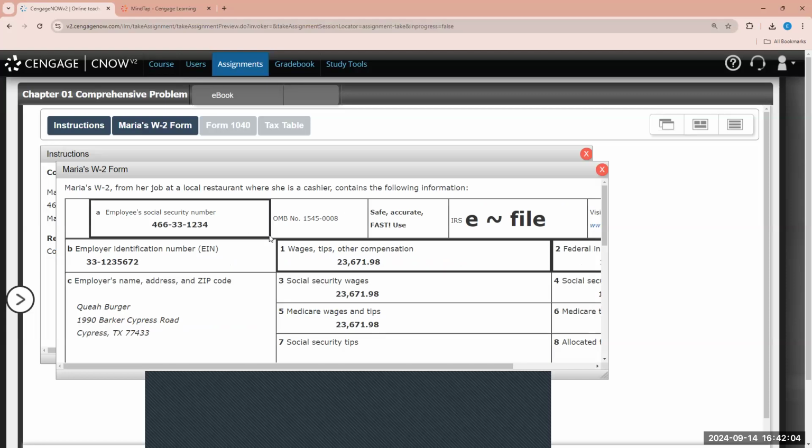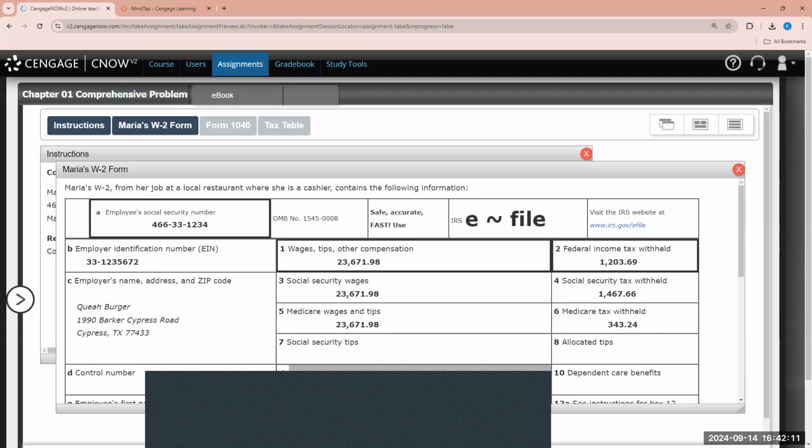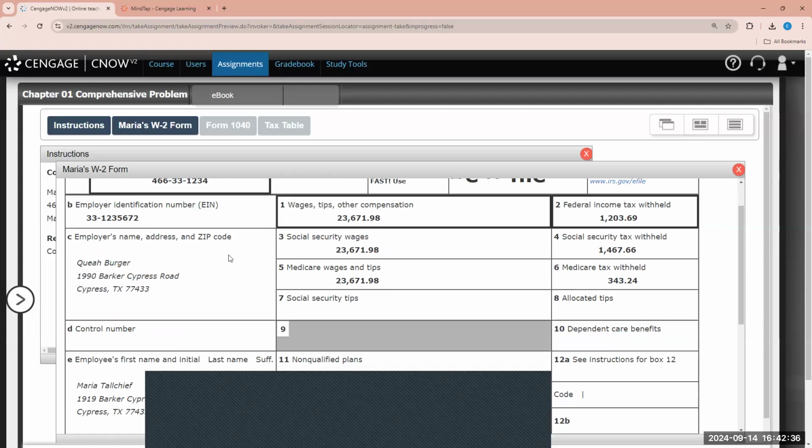So here we see Maria's W-2 form. Anytime you are preparing a tax return for an individual that is an employee that works for a firm, the W-2 form might look a little different, right? The layout of the form may look a little different, but at the very foundation of it, A would be the employee's social security number. B would be the employer's identification number. So it's similar to an individual social security number. C would have the employer's name, their address, and their zip code.